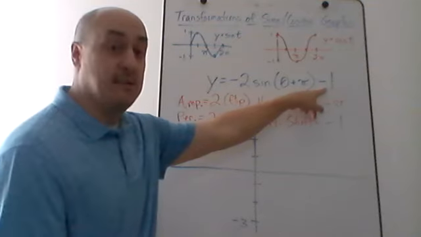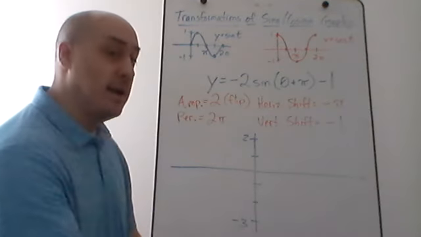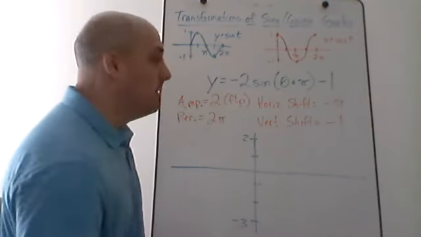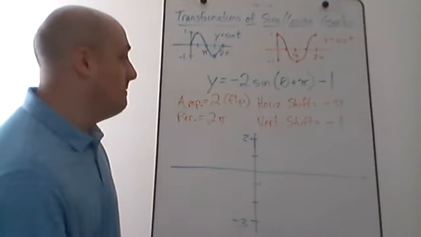The vertical shift is the -1, right? The number that here is subtracted outside of the parent function. That gives me the vertical shift. All right, so let's put it all together and draw this graph.